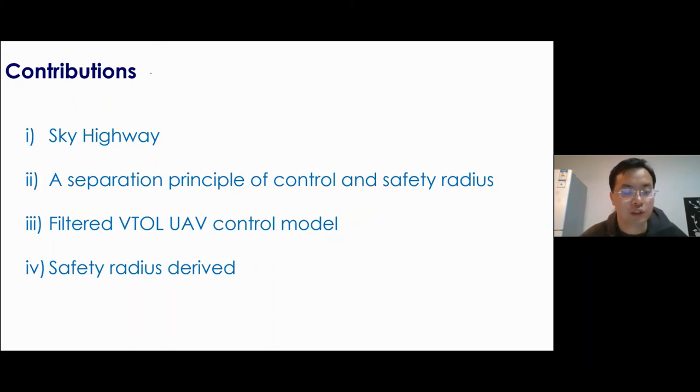I will show the contribution of this talk. First, I show the sky highway is a new concept, I think. Second, we show the separation principle of control and the safety radius, which will make control design easier. You can use the same controller with different safety radius to handle different communication uncertainty. Thirdly, we have a new filter and UAV control model. Then we derived safety radius equations. That's all. Thank you.